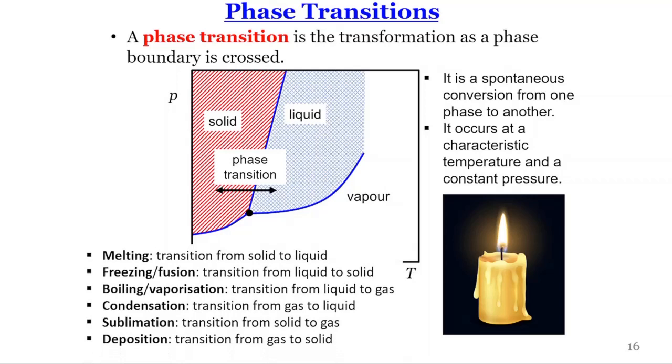So here are a few examples of phase transitions: melting, moving from solid to liquid, and freezing, moving from liquid to solid, boiling, moving from liquid to gas, and condensation, moving from vapor to liquid or gas to liquid, sublimation, moving from solid to gas or vapor, and deposition, moving from vapor or gaseous to solid.